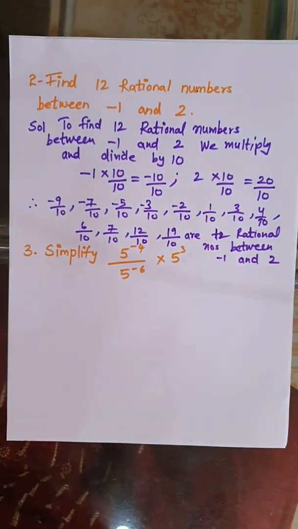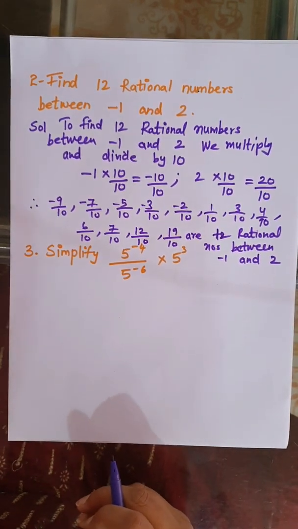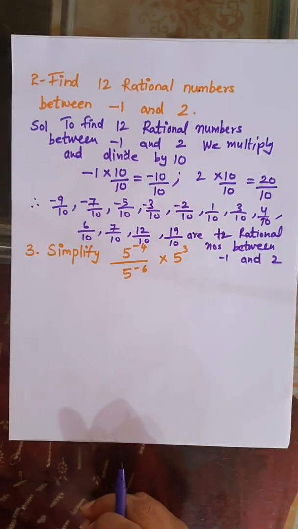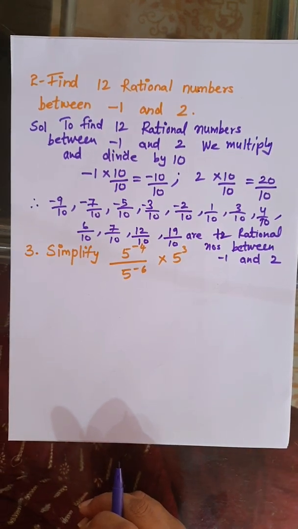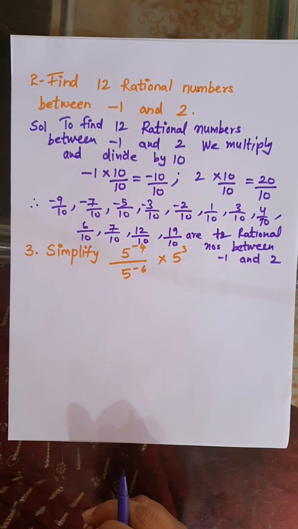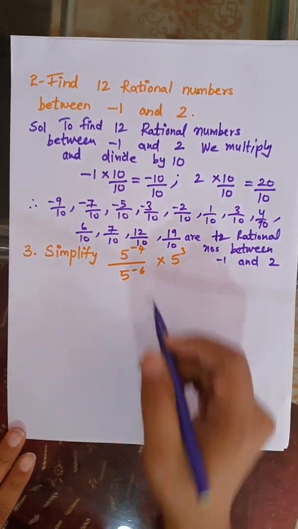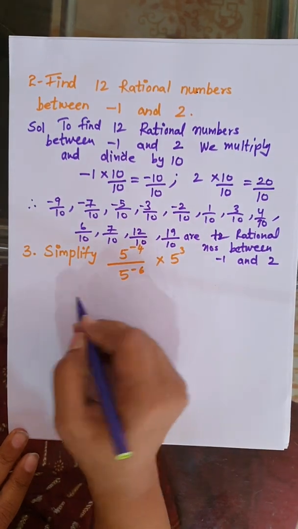So to find rational numbers between two integers, we multiply and divide by 10, and we write the rational numbers between them. Okay, now question number 3. Simplify 5 to the power of minus 4 by 5 to the power of minus 6 into 5 to the power of 3. So here this is division, children.